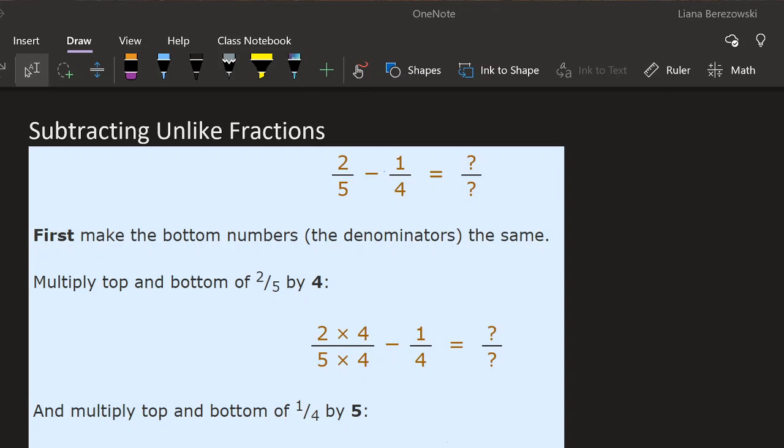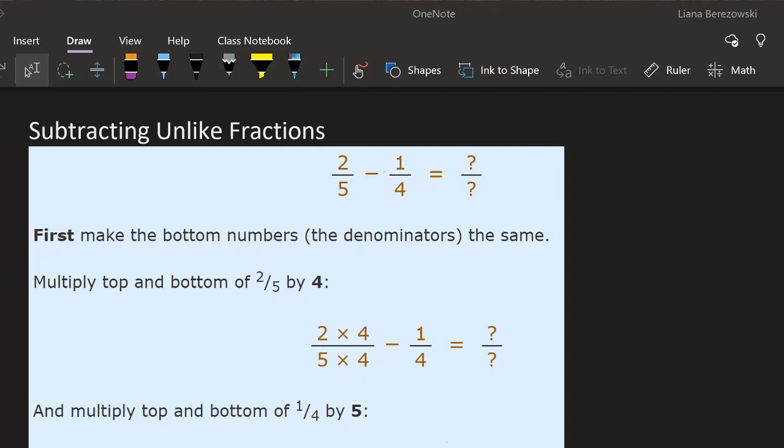Whatever the denominator is of your like fractions, that's going to be the denominator of your answer. And then you just simply add or subtract the numerators. So like fractions are really easy for us to deal with. They're really friendly to deal with when we're doing operations.